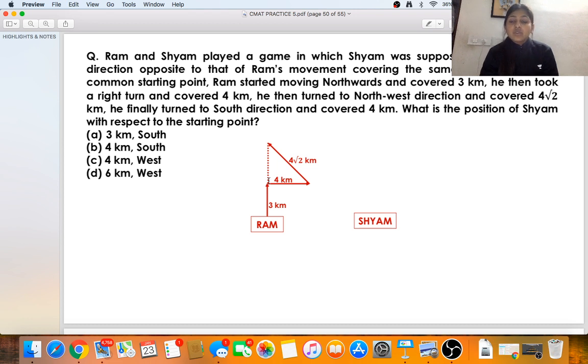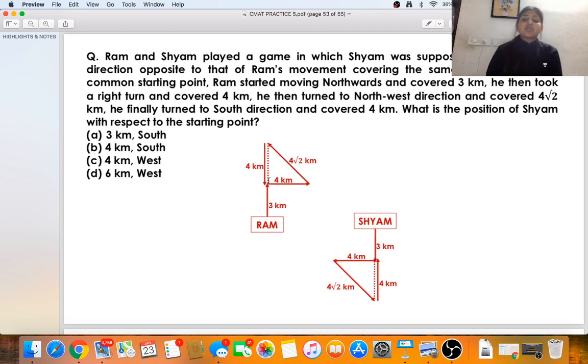Okay, so even Shyam will do the same thing, but he'll move in the opposite direction. Okay, like that. So it will just be like this diagram here. But since both of them had started from the same point, what is the position of Shyam with respect to the starting point? It is 3 kilometers south, right? If this was the starting point, then the ending point for Shyam is here, which means it's 3 kilometers south. So the answer is option A.